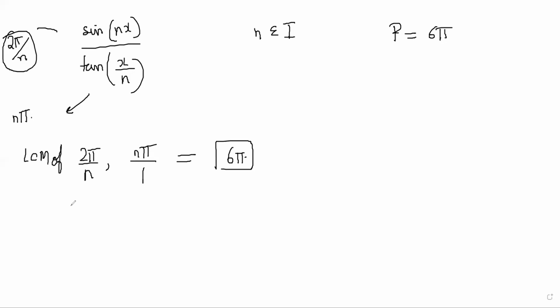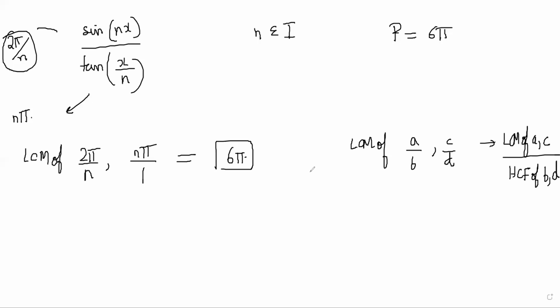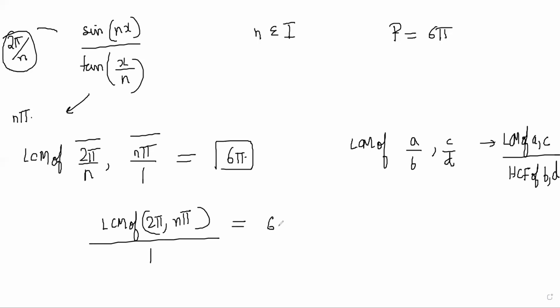LCM of fractions is LCM of numerator by HCF of denominator. Whenever you have fractions like a by b, c by d, the LCM of a by b and c by d is LCM of a and c by HCF of b and d. So LCM of this and this, we'll just write it as LCM of 2 pi and n pi divided by HCF of n and 1, which is simply 1, highest common factor. So LCM of 2 pi and n pi is equal to 6 pi, this is the period.